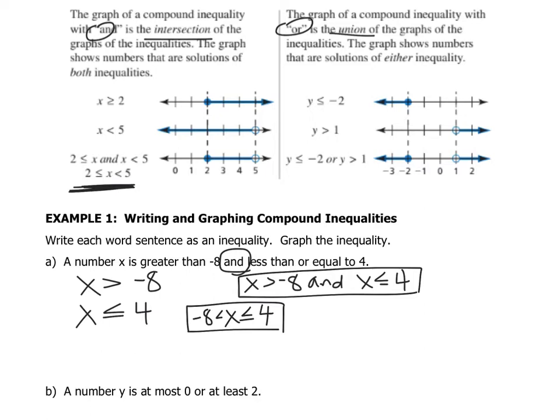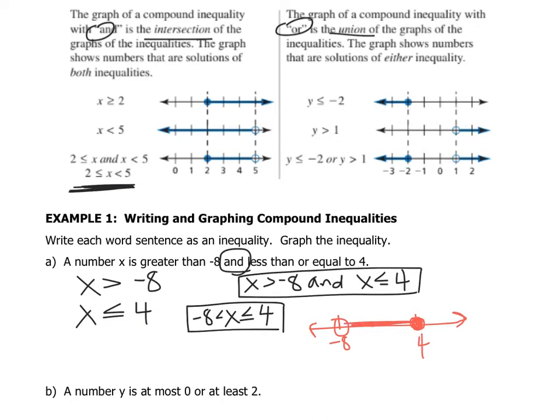And then the last thing we have to do is turn it into a number line. So I've got -8 and I've got 4. I'm not allowed to be equal to -8, but I am allowed to be equal to 4. And it's all the numbers that are between -8 and 4.